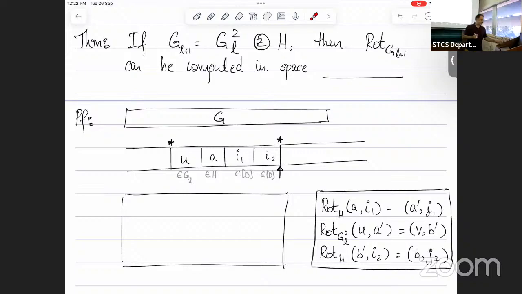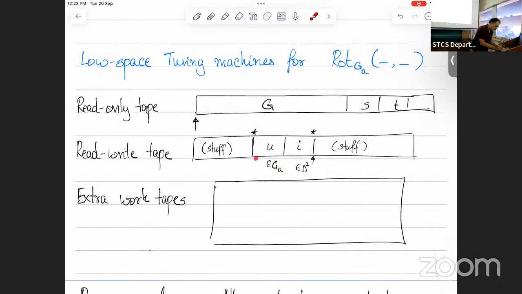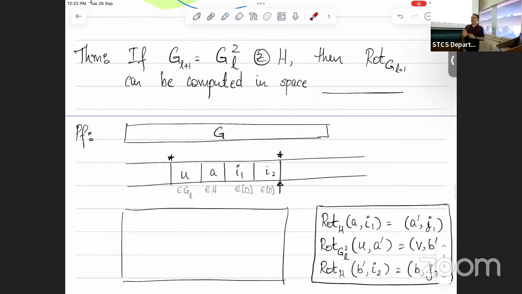So the specification for how the rotation map input looks is that whatever you want to compute a rotation map on is written on tape 2. The two endpoints are marked with some star. Maybe you put one additional marking symbol, and the head is at the end of this input, so it indicates that this is what I am working with. Fortunately, A comma I1 is already written on the tape. I just need to put these markers in the corresponding points.